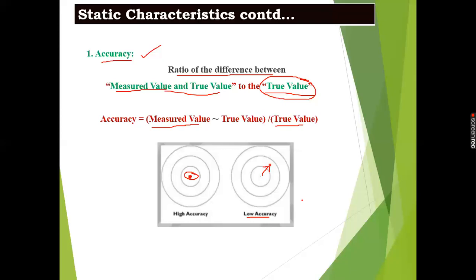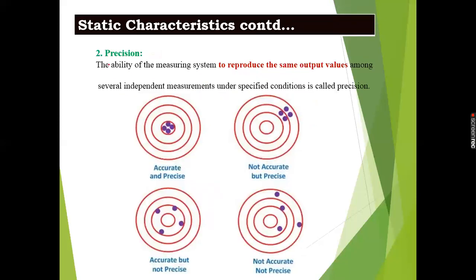Now coming to the next one, precision. What is meant by precision? The ability of the measuring system to reproduce the same output values among several independent measurements. So if I use any instrument and apply the same inputs, I can get the same output values whenever you take them. That is nothing but precision.